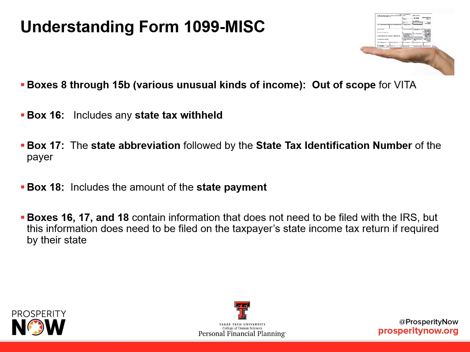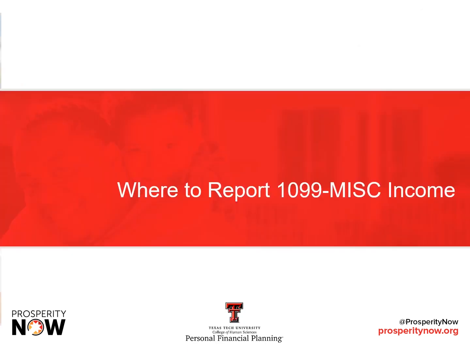Box 16 includes any state tax withheld. Box 17 is a state abbreviation followed by the state tax identification number of the taxpayer. Box 18 includes the amount of the state payment. Those previous boxes contain information that does not need to be filed with the IRS, but this information does need to be filed on the taxpayer's state income tax return if required by their state.